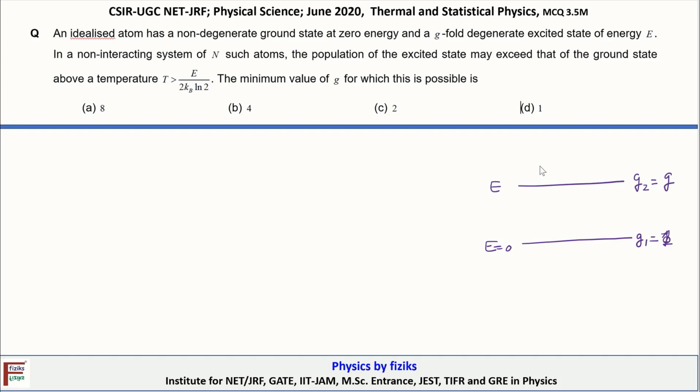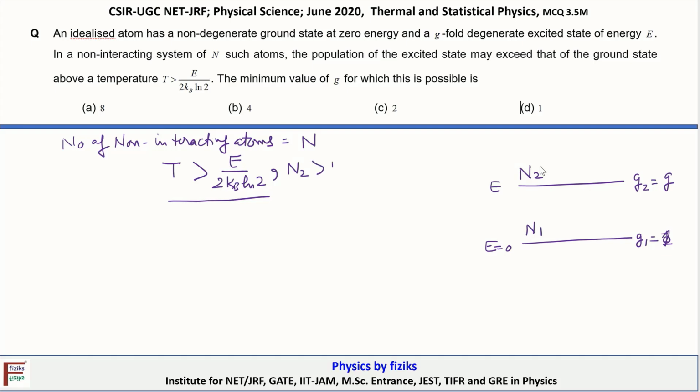And then in a non-interacting system of n such atoms, the number of non-interacting atoms in the system is equal to n. So it is an n-particle system. For such atoms, the population of the excited state may exceed that of the ground state above temperature T. It's given that when the temperature of the system is greater than E upon 2 kb ln2, if we assume that the number of atoms in the excited state is n2 and the number of atoms in the ground state is n1, then when this temperature condition is satisfied, n2 exceeds n1.